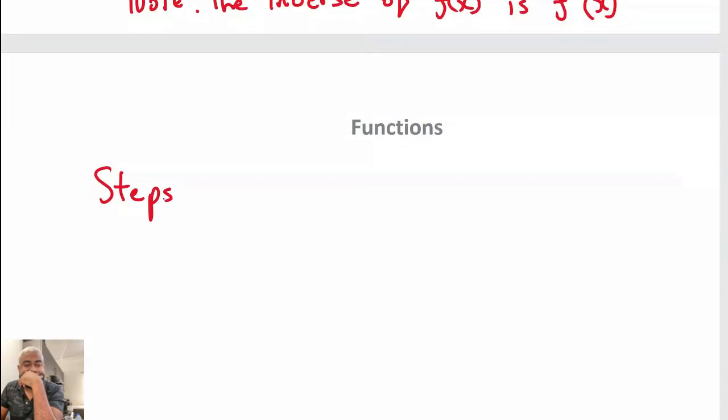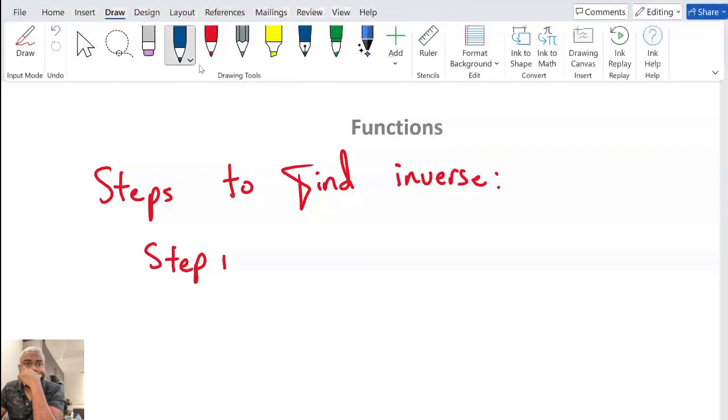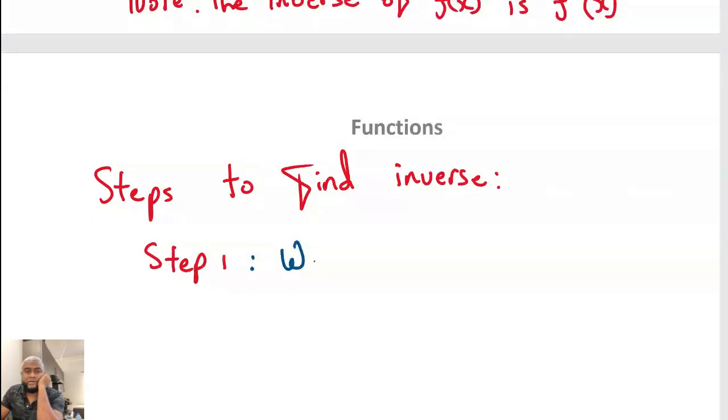Steps to find inverse. Step 1. We're going to write the original function.